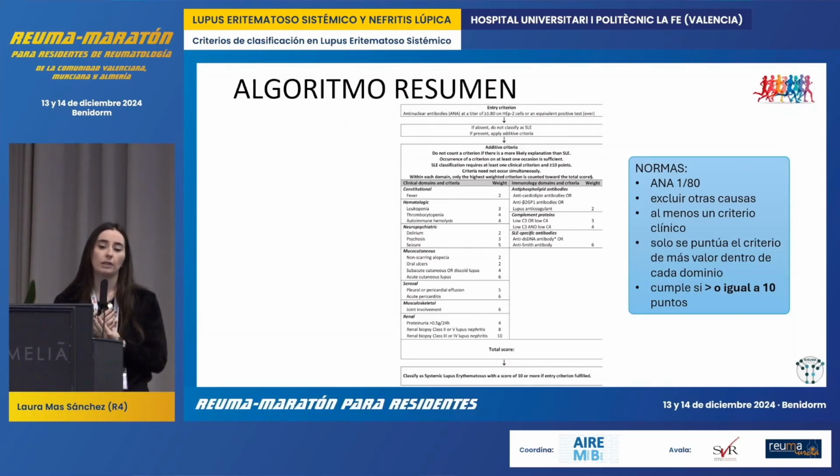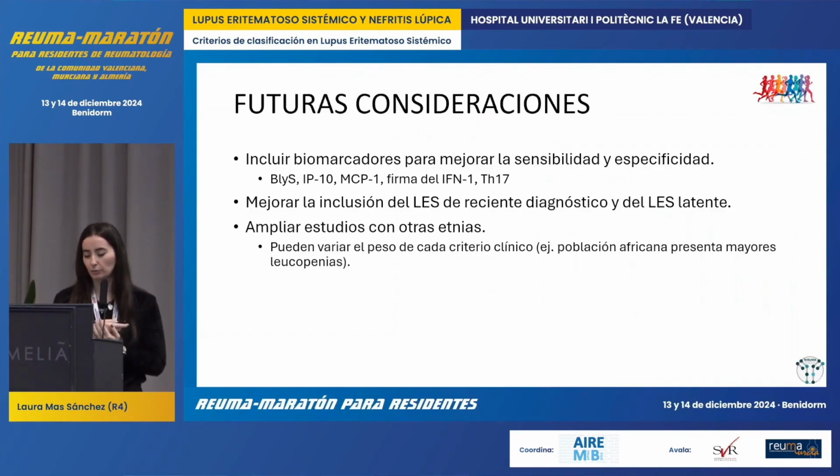And the cutoff point to meet the classification criteria, which remember are for classification purposes, is a score equal to or greater than 10. And we emphasize, just as was the case with the 2012 SLICC criteria, where nephritis per se with certain antibodies was already a classification criterion, here class 3 to 4 nephritis is also by itself considered a criterion, knowing that they have to have ANA as an entry criterion. We know that here in this case, the same thing happens as with those of SLICC, who have only maintained that lupus nephritis, in this case class 3 and class 4, is already in itself diagnostic, it is classifiable.